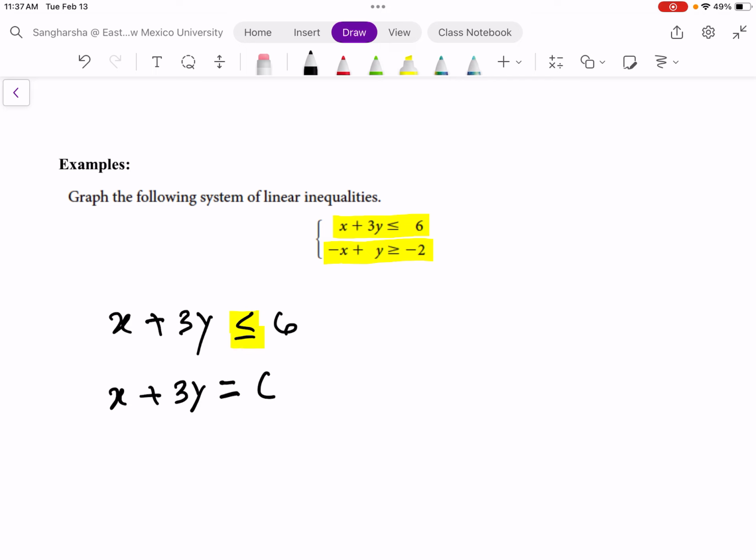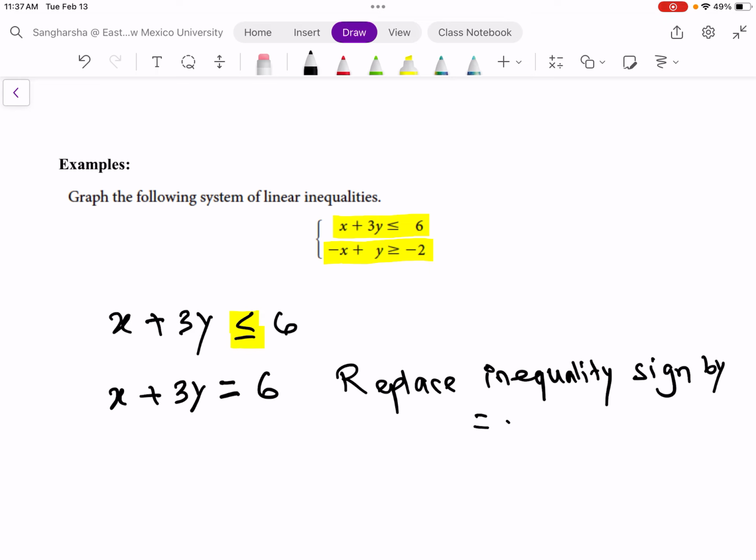So every time you are solving a system of linear inequality, the first step is you replace the inequality sign by equals to. This is the easy one.